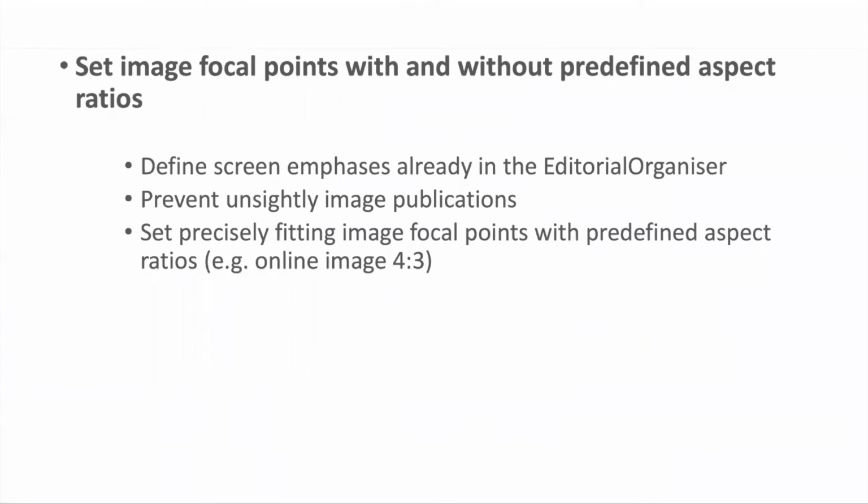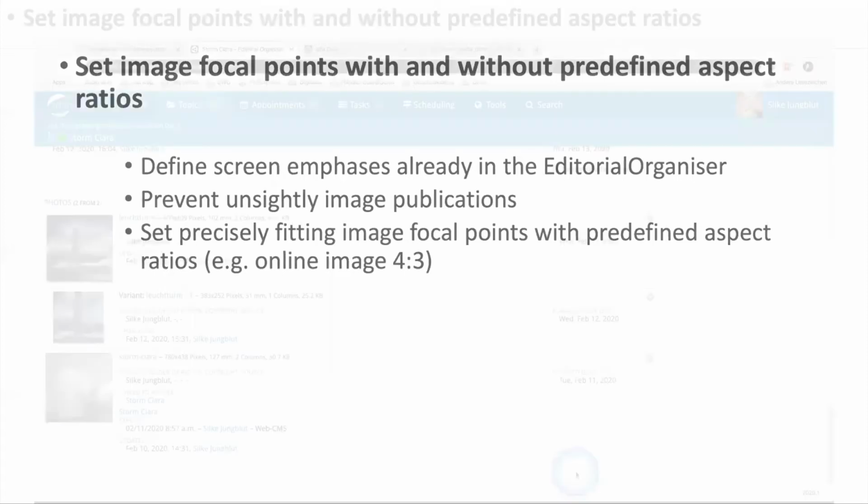Because we're talking of photos, we switch to the next point, which means that we can set image focal points. Maybe you have a photo where the focal point is on the left side or the right side, and the photo is really nice for the print article, but maybe not for the web CMS because another focal point is needed there. Then you can define this focal point right from the EditorialOrganiser. Let's take a look at this too.